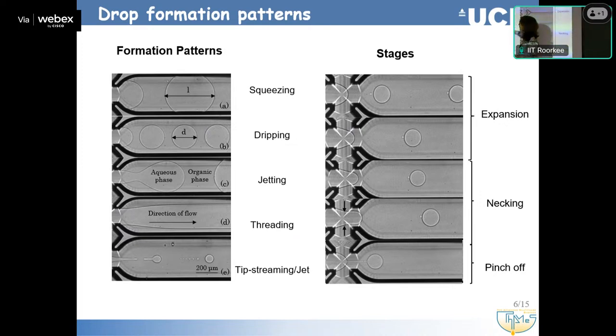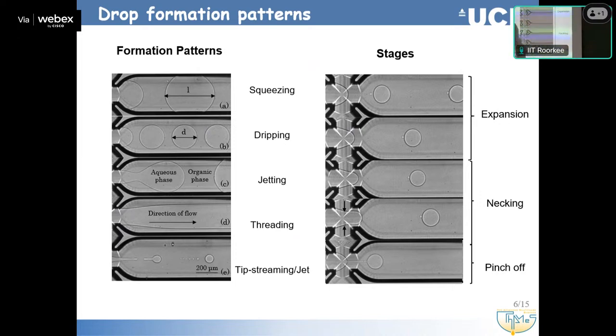Dripping and jetting are the ones that are most commonly used for producing drops of a certain size. Dripping is like having a tap that drips. So your drop comes here, we'll discuss the steps, and then once it reaches here, the neck breaks, and then the drop goes. Jetting, from experience, depending on the setup you have, can be a little bit more difficult to identify.